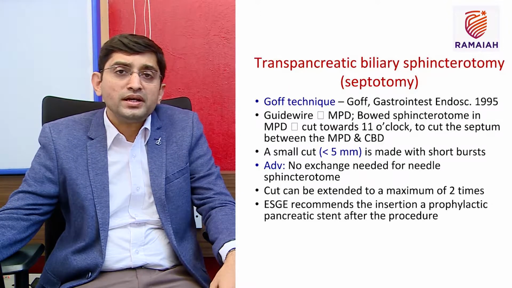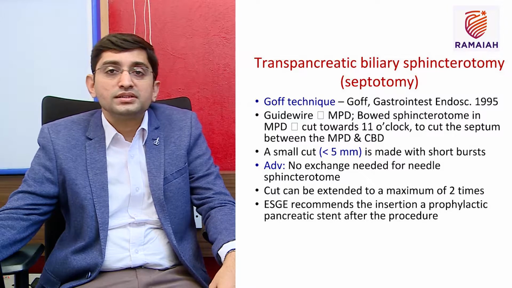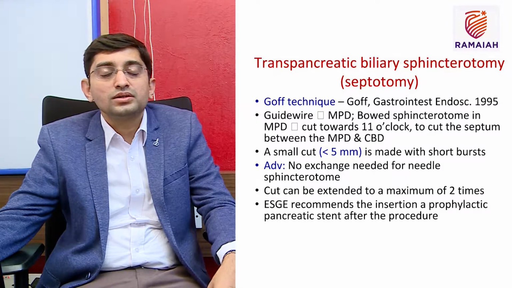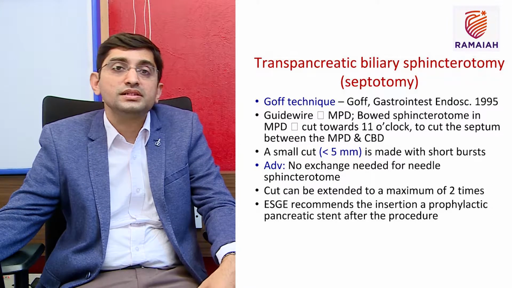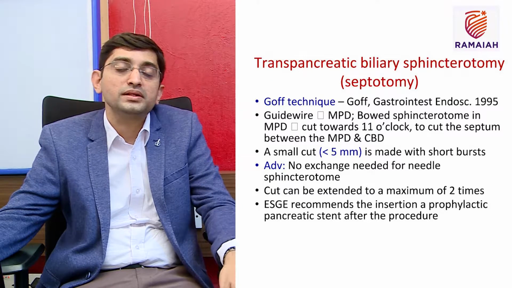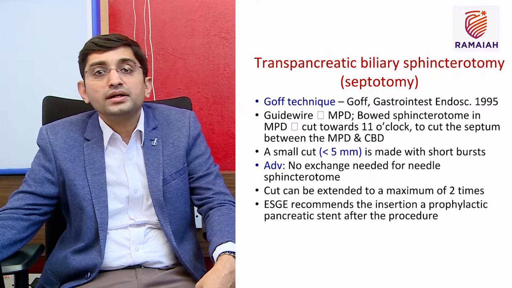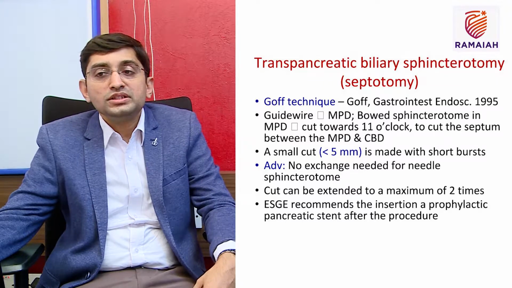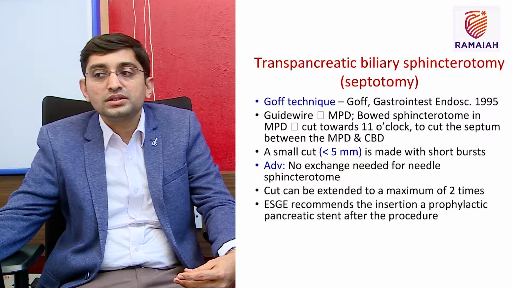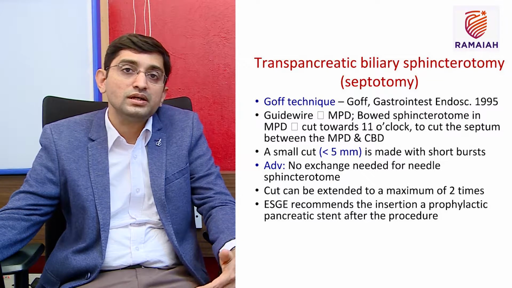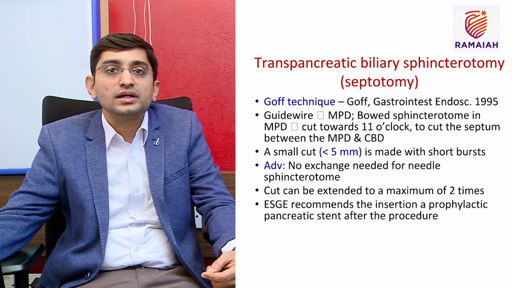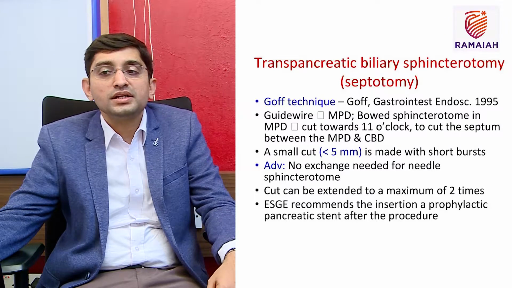Transpancreatic sphincterotomy goes by the name Goff technique, because he is the person who first reported it in GI Endoscopy in 1995. Here, we want the bile duct to cannulate, but the guide wire enters into the pancreatic duct inadvertently. When it enters the pancreatic duct, we always bow the sphincterotomy to cut the septum between the main pancreatic duct as well as the bile duct.